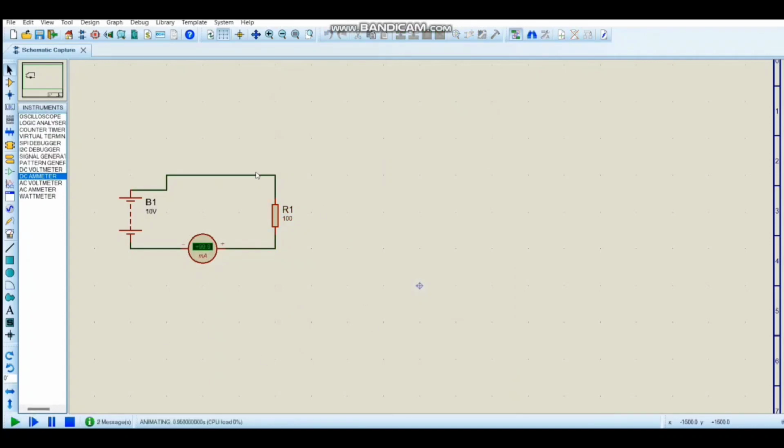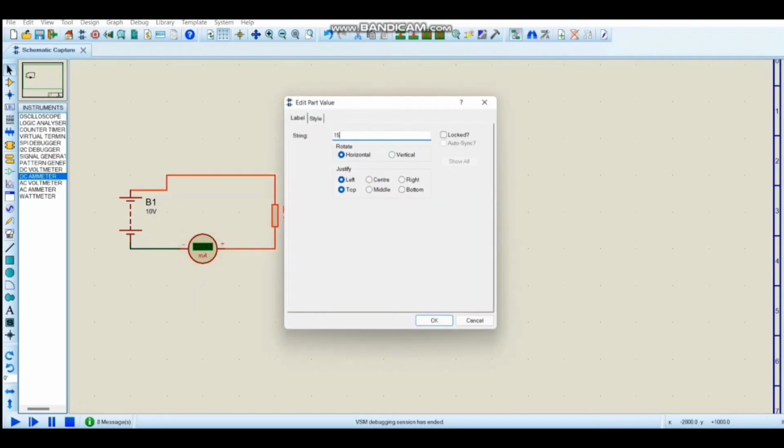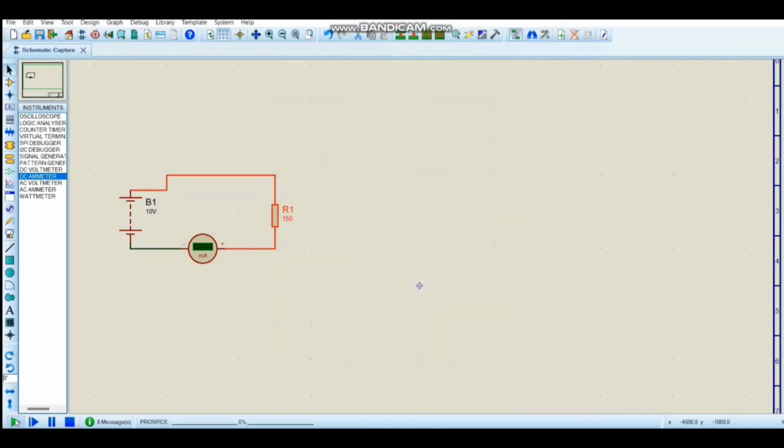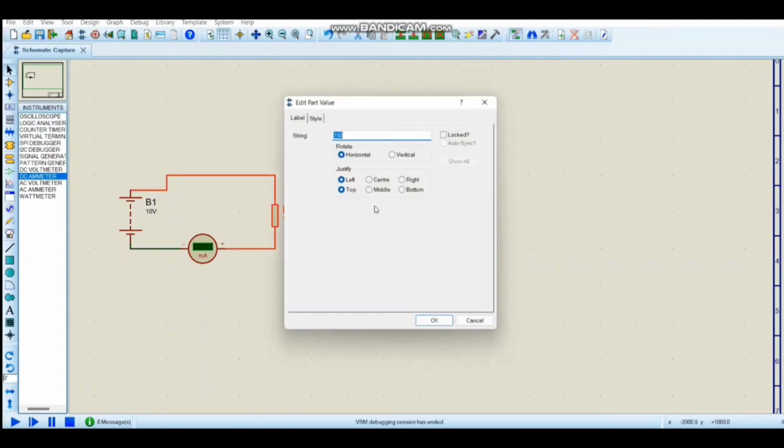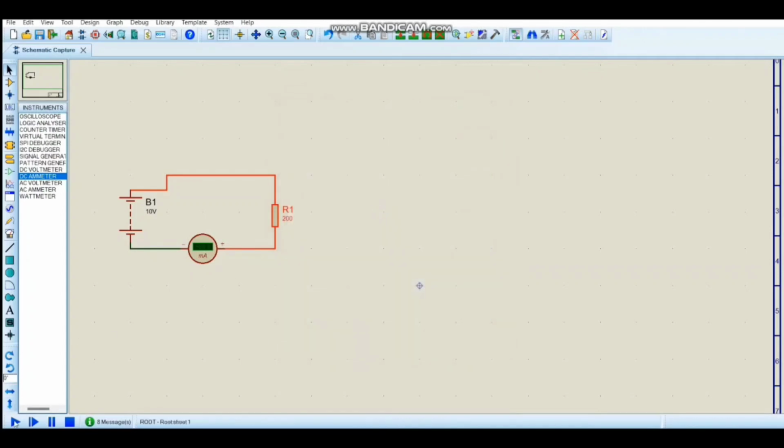We get 99.9 milliampere for 100 ohm. Next is 150 ohm. We get 66.6 milliampere. 200 ohm, 50 milliampere. And last one, 300 ohm, 33.3 milliampere. So that's all.